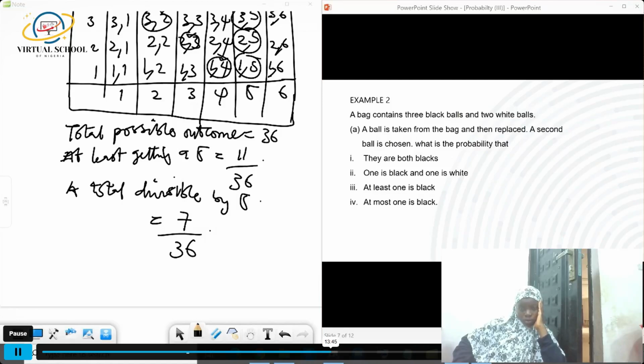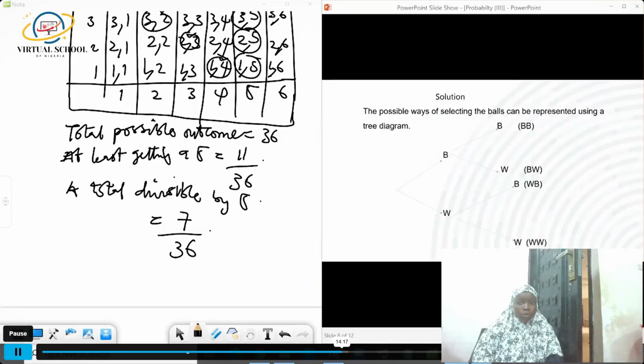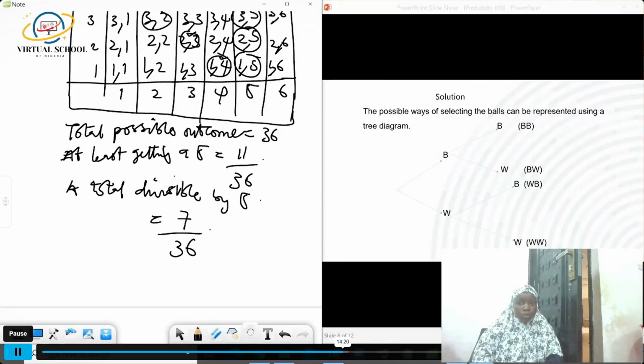Now, I want to discuss this replacement. Now, you notice that this is still under independent probability. Now, when they talk about without replacement, we discuss dependent probability. That is, the occurrence of one will depend on the outcome of the other one. Now, this is replaced. The total possible outcome there is 5 because we have 3 black balls and what? 2 white balls.